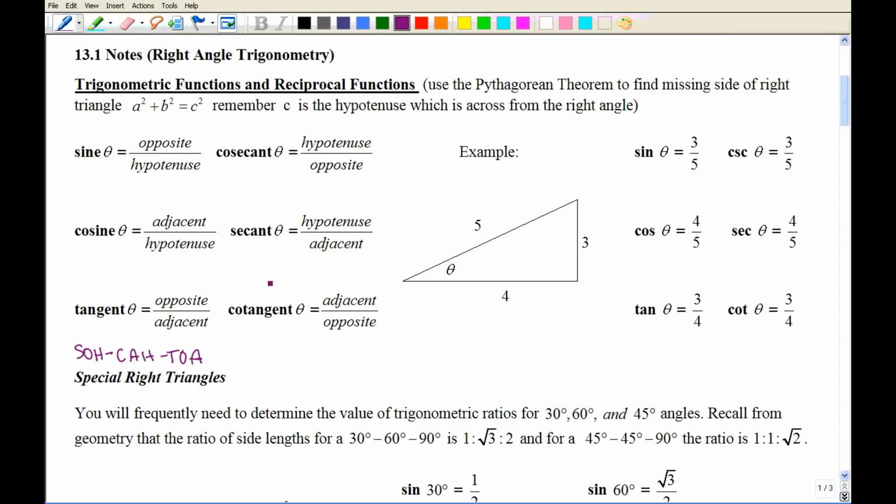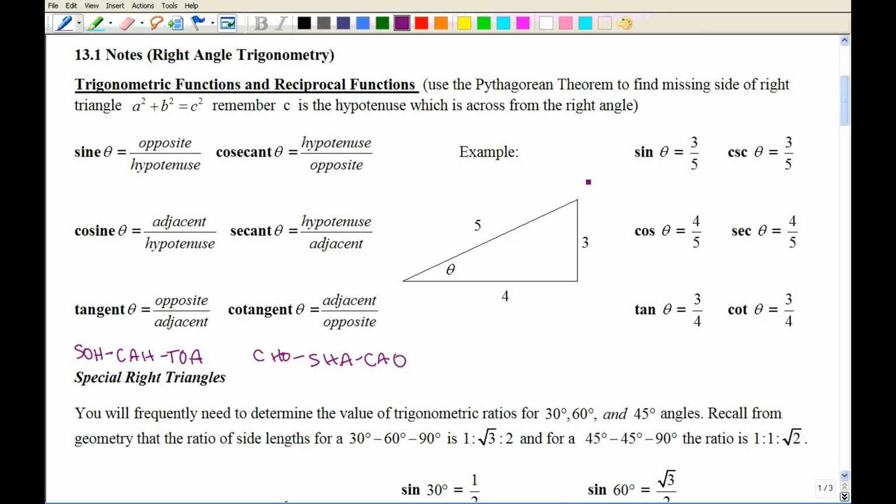We also have these three functions, which are cosecant, secant, and cotangent. Cosecant is just the reciprocal of sine, so we have hypotenuse over the opposite. Secant of theta will be the hypotenuse over the adjacent, and cotangent is the adjacent over the opposite. It doesn't quite sound as cool, but if you wanted to, you could remember it as CHO-CHA-COA. I don't know if that's even helpful. Or just know that each of these will be the reciprocal of the SOHCAHTOA.